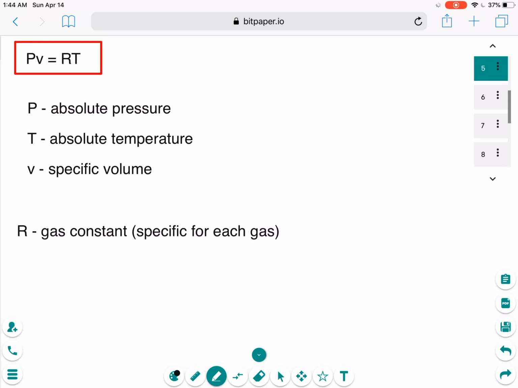So in its simplest form, Pv equals RT. In this equation, P is the absolute pressure, so we can't use the atmospheric pressure, we can't use gauge pressure, we can't use values for vacuum pressure. It has to be the absolute pressure. The temperature has to be the absolute temperature in Kelvin. v is the specific volume, and R is a gas constant that is specific for each gas. Each gas has its own R constant, which we usually just read from a table.